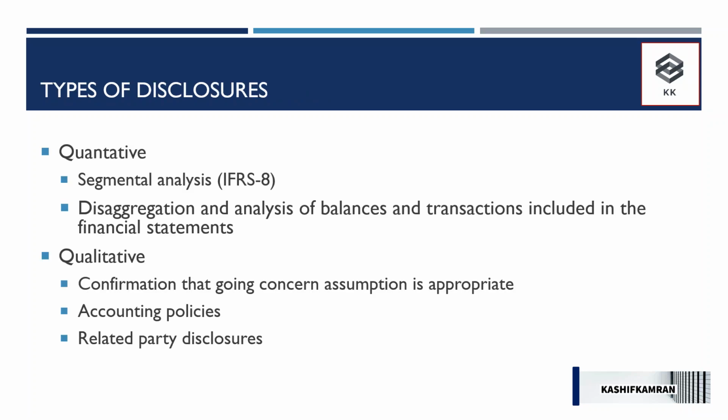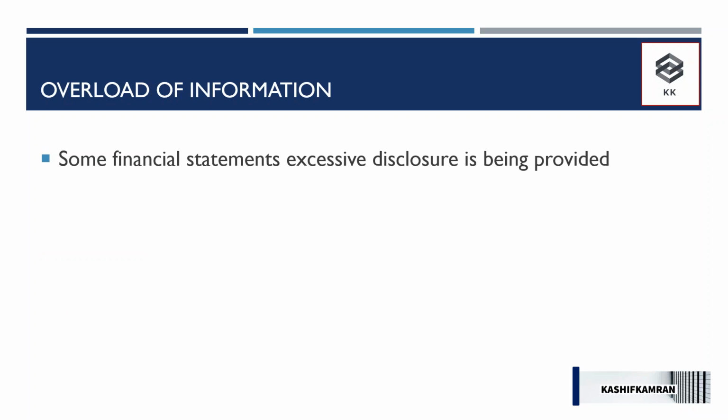Overload of information. We know that with the passage of time and over the years, the annual reports have become very healthy in terms of number of pages. There is loads and loads of information in the annual reports. You find a lot of disclosures in the annual report, and the annual reports are becoming healthier in terms of pages.